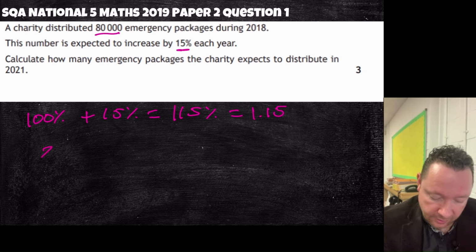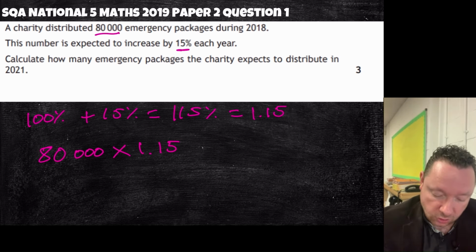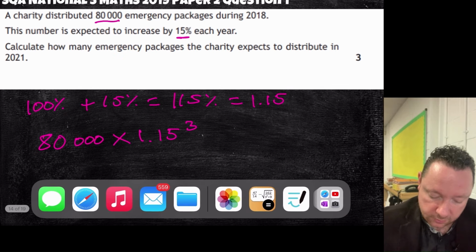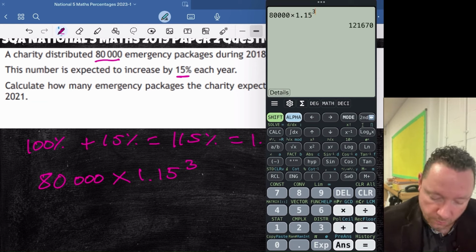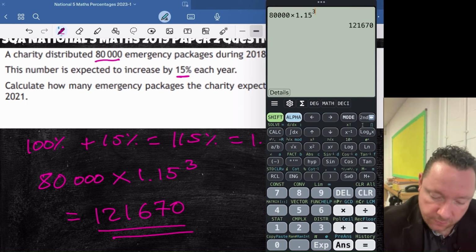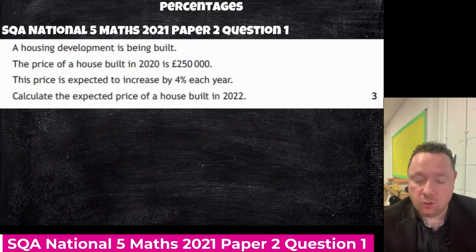So now we take our 80,000 times by 1.15 to the power of, well, the number of years, 18, 19, 20, 21, 3 years. Get a calculator. 80,000 times 1.15 to the power of 3, 121,670. And we're done there.